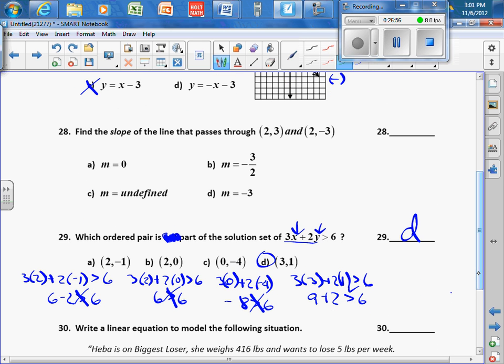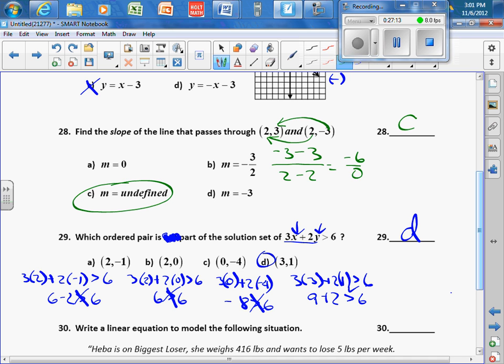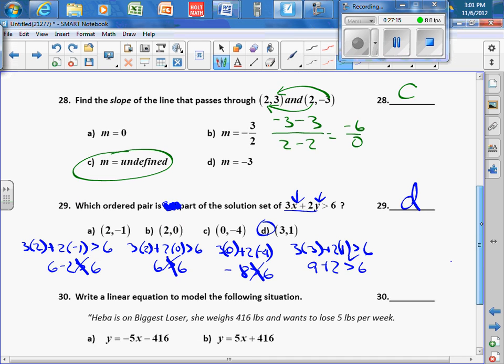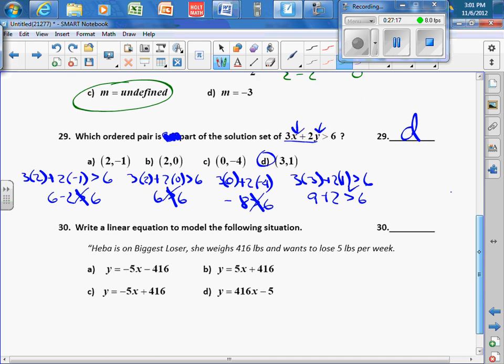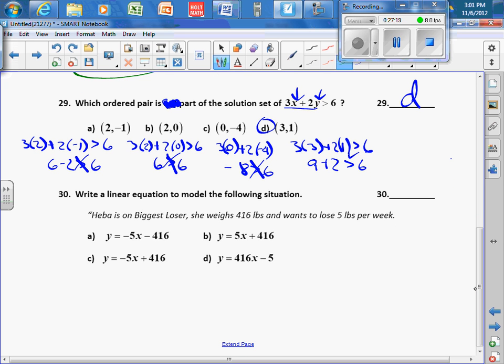Number 28, find the slope of the line that passes through these 2 points. We have negative 3 minus 3 over 2 minus 2. Negative 6 over 0 means it's undefined, C. 0 in the numerator would be 0, but this is 0 in the denominator, and that's undefined.